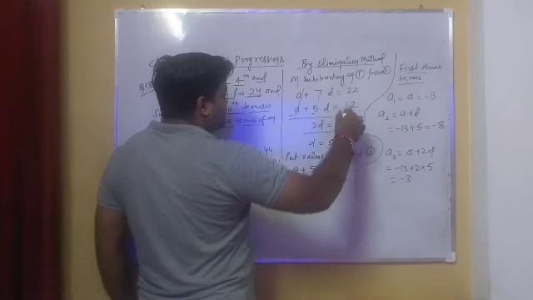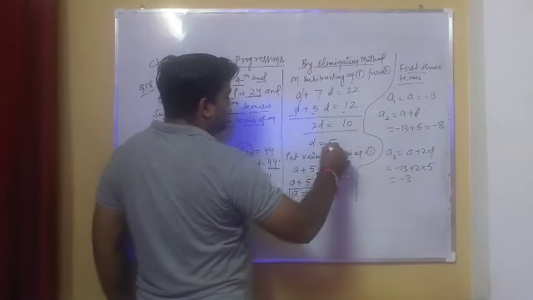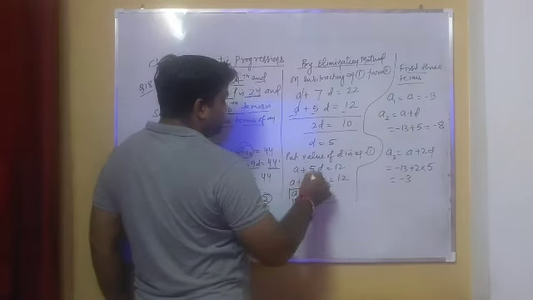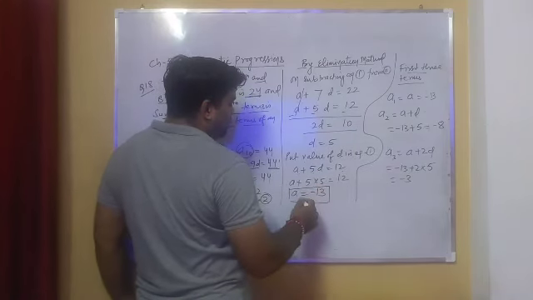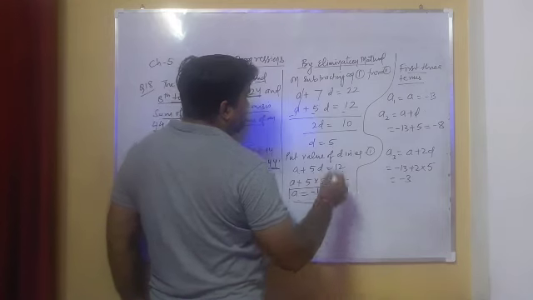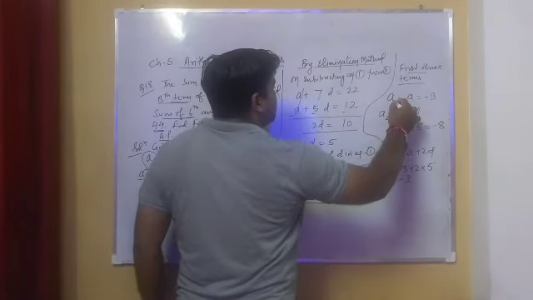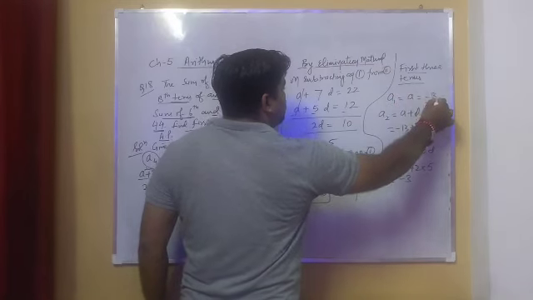On changing the sign and solving, we get the value of d equal to 5. We put the value of d equal to 5 in the first equation, which is a plus 5d equal to 12. On solving here we get the value of a equal to minus 13. Now we have to find the first three terms. So we know that our first term, a1, which is equal to a, is equal to minus 13.